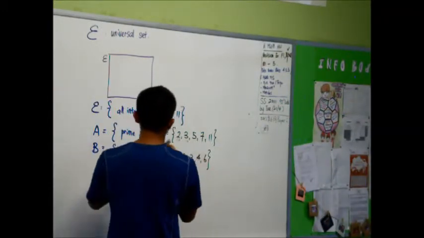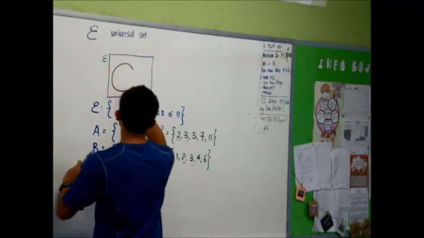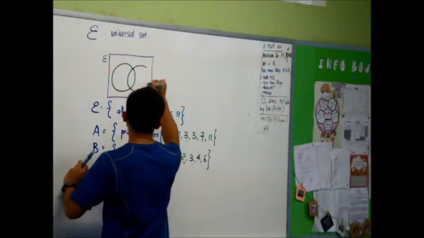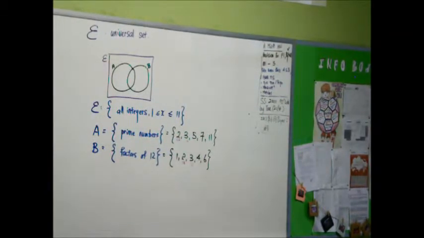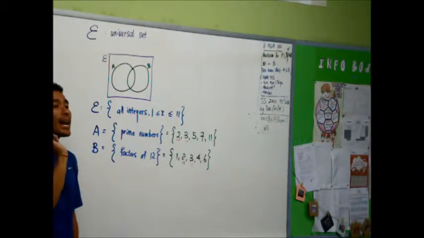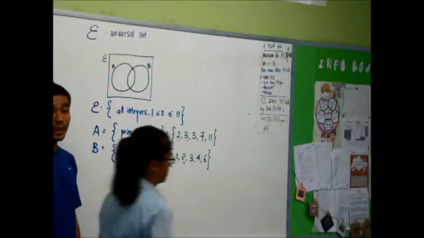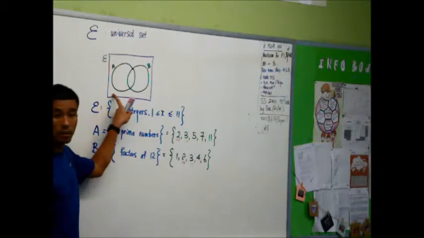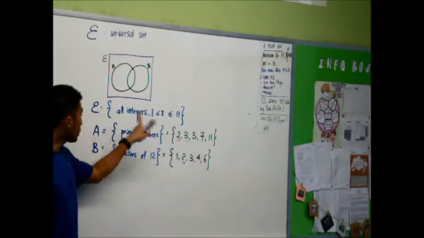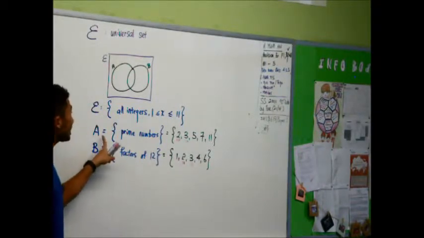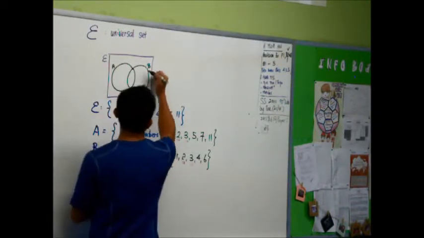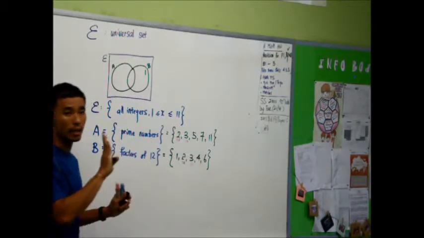So now I will draw my circle. Label this as A, label this as B. Now, where do I put my element 1? Outside? Take a look. Element 1 lies in where? B. But it doesn't lie in A. That means so long as it's in B, not inside A, good enough.